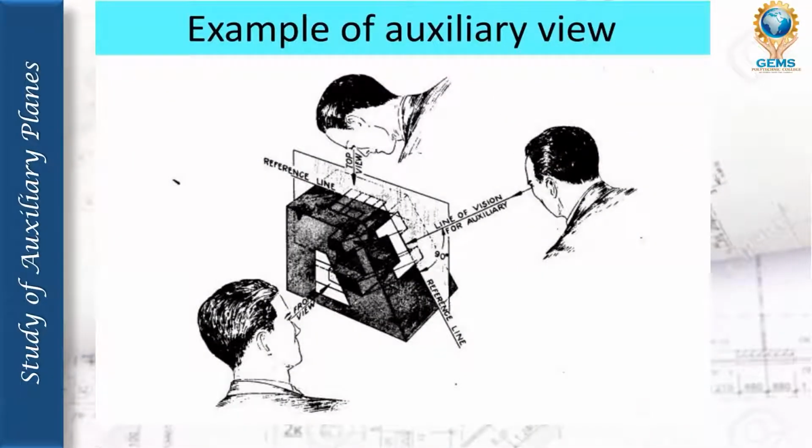See here, I have shown a picture. In this picture, one man is seeing three views of one object. Number one is the side view: if a man sees an object from the side, how will it look? Another name for the side view is line of vision for auxiliary.